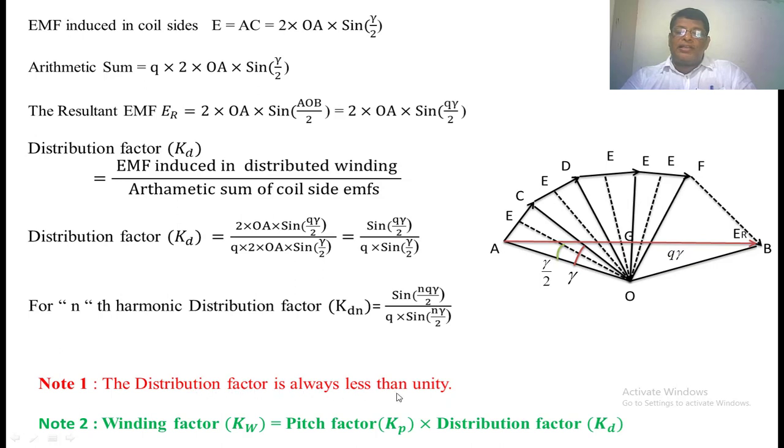The distribution factor is always less than unity. In the same manner, the pitch factor is also always less than unity. The winding factor Kw equals the pitch factor into the distribution factor.